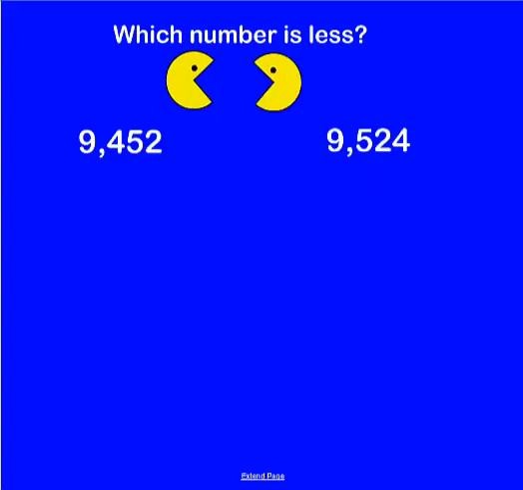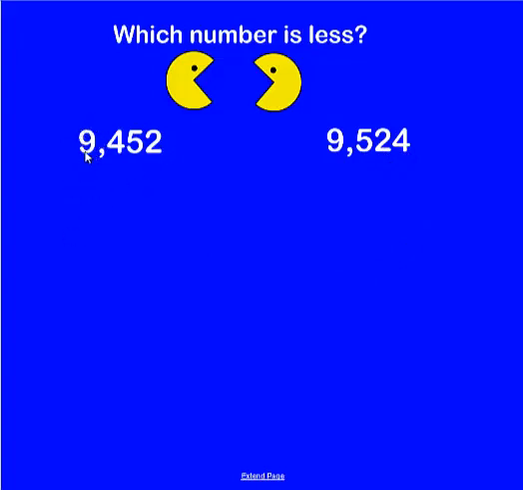Okay, let's look at another number. Which number is less? Now before we've had greater than. Now we're looking at less. Which number is less? That means smaller. We have the number 9,452 and 9,524. So what I want you to do is count the digits. We have 1, 2, 3, 4 digits in this number. 1, 2, 3, 4 digits in this number. When you have 4 digits, that means you're in the thousands place.